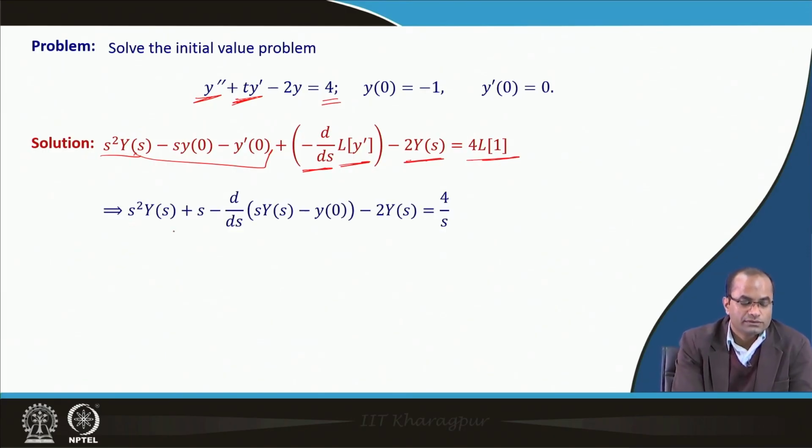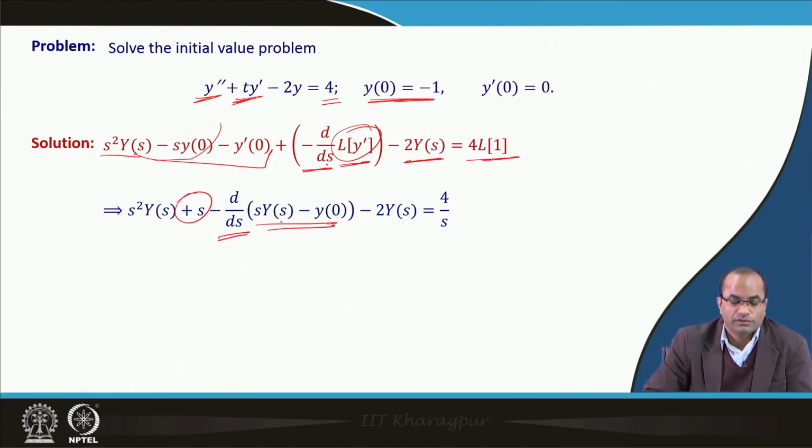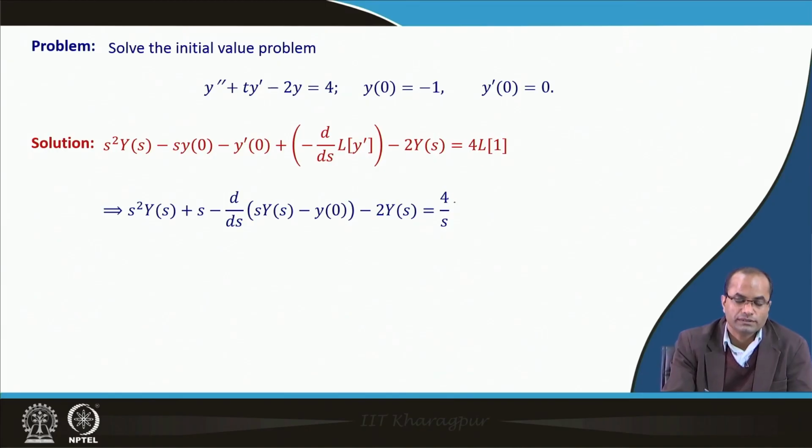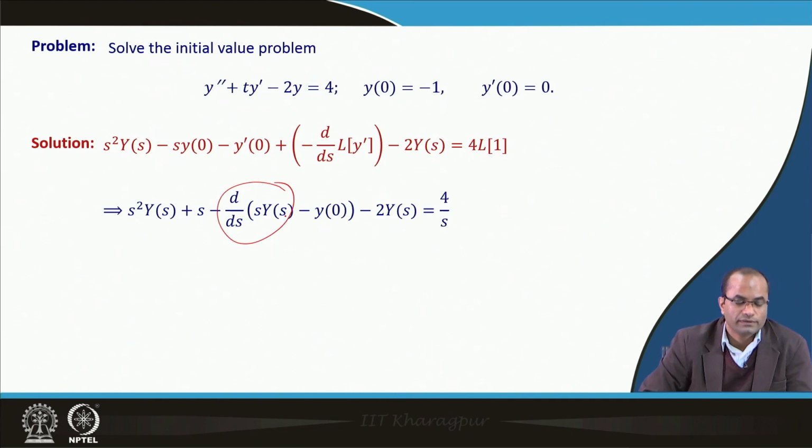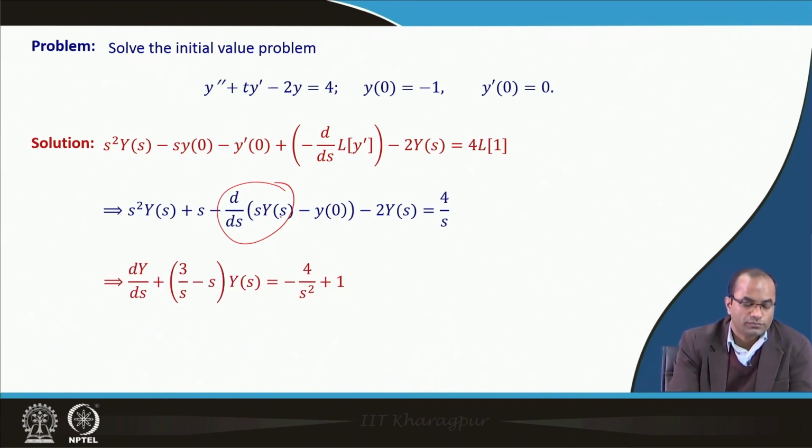So, here we have s square Y(s), and we have used this condition y(0) as 1. So, there will be a term s here, and then minus d over ds of the Laplace of y prime. So, again we have to use the derivative theorem, minus 2 Y(s). The right hand side we have 4 over s, the Laplace of 1 is 1 over s. And here now we can use these initial conditions. Indeed it does not matter here because of d over ds, that will make this 0. So, we have this d over ds of s Y, so we can use the product rule.